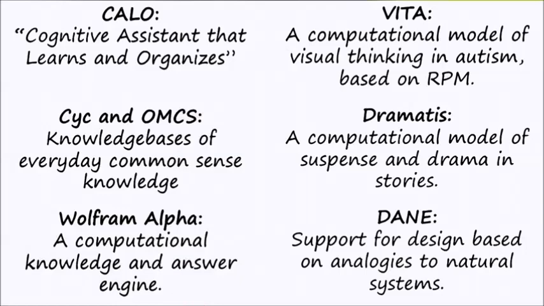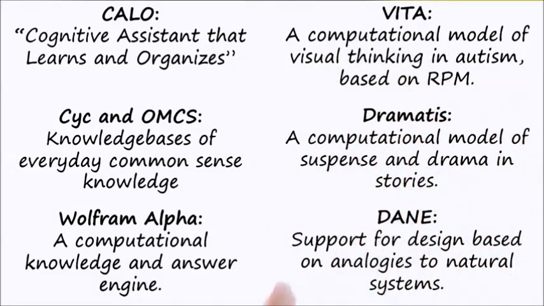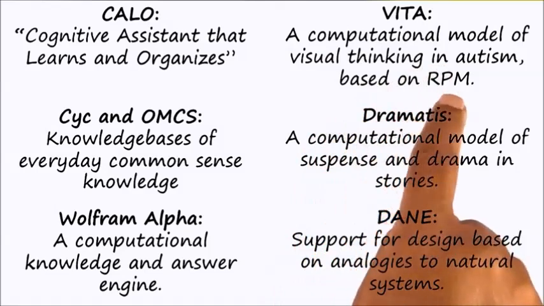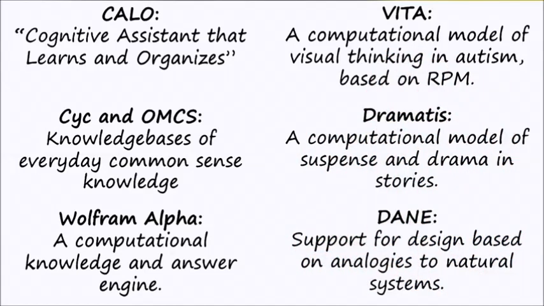Wolfram Alpha is a new kind of search engine that uses some of the same kind of knowledge structures we have considered in this particular class, different from many other search engines. The three projects in the right column are projects here at Georgia Tech. Vita is a computational model of visual thinking and autism. In particular, it solves problems on the Raven progressive matrix test using only visuospatial representations.